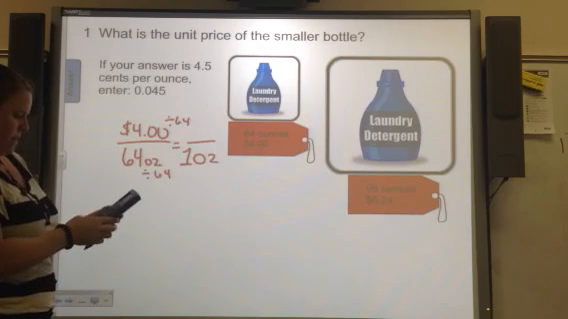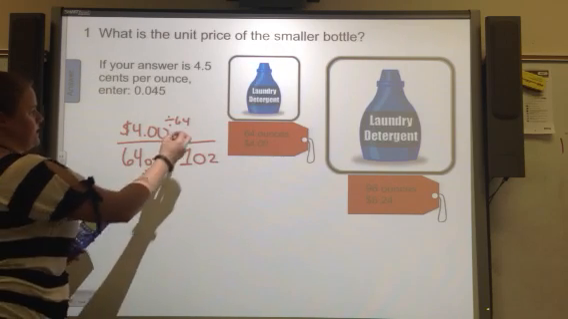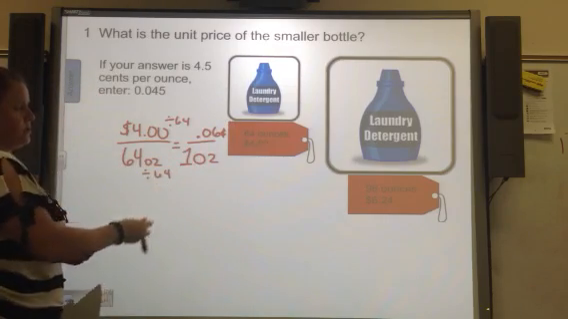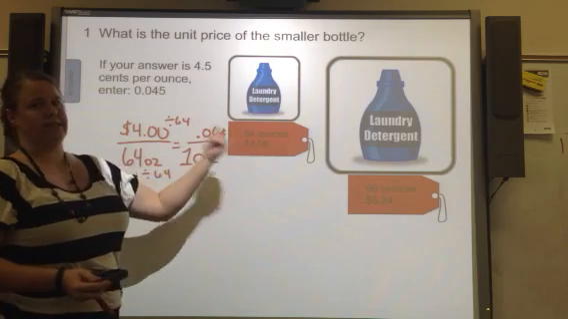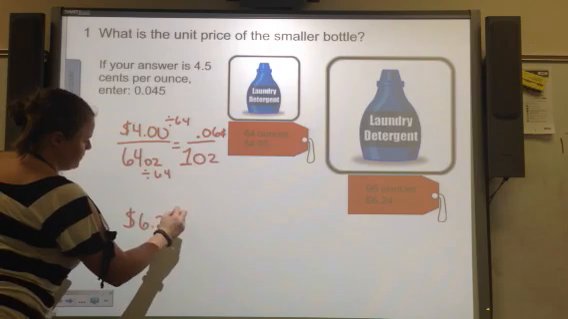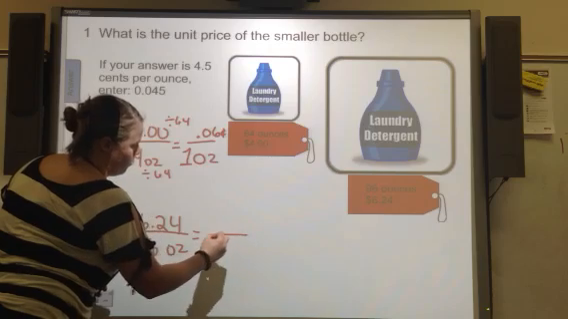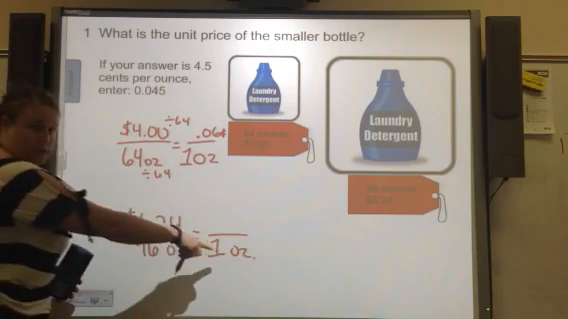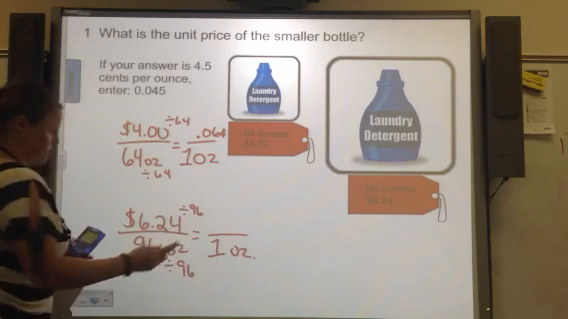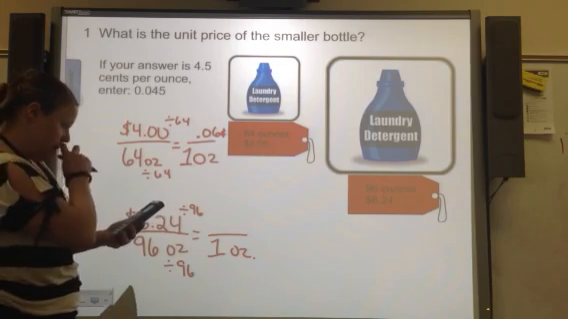So 4 divided by 64 is 6 cents per ounce. So for every ounce I buy, it costs 6 cents. Now my large bottle is $6.24 for 96 ounces. And if I want to find out what 1 ounce costs, set it equal to 1. So that's basically divided by 96. Divide by 96. So $6.24 divided by 96 equals.